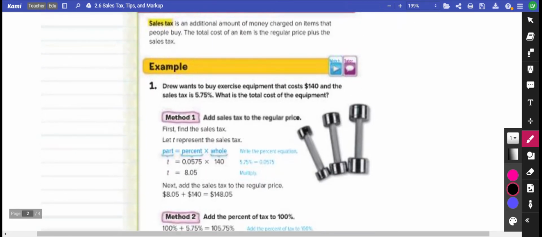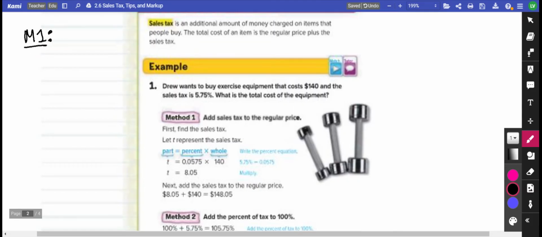So as an example, number 1, Drew wants to buy exercise equipment that costs $140 and the sales tax is 5.75%. What's the total cost of the equipment? Well, I'm going to go ahead and find it using method 1, adding sales tax to the regular price. So I'm first going to find the sales tax. So I'm going to put M1 to go over method 1.